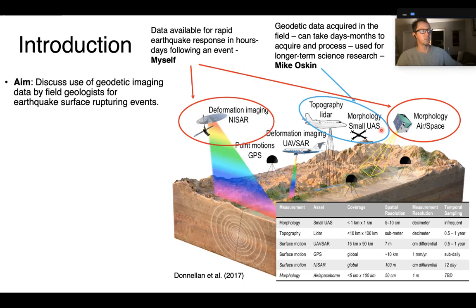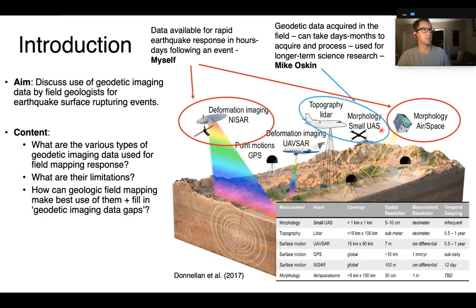So here we'll focus on geodetic imaging data sets, and these are really imaging techniques like InSAR or optical image correlation or lidar differencing that are made rapidly available. And so I won't cover point-based measurements like GPS or creep meters. In this talk, we'll cover the different types of geodetic imaging data sets, their limitations, how they're used during field response, as well as how field surveying can help fill in some data gaps in regions that are not well resolved by these remote sensing data sets.